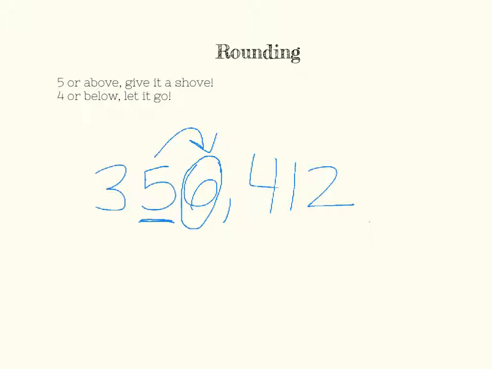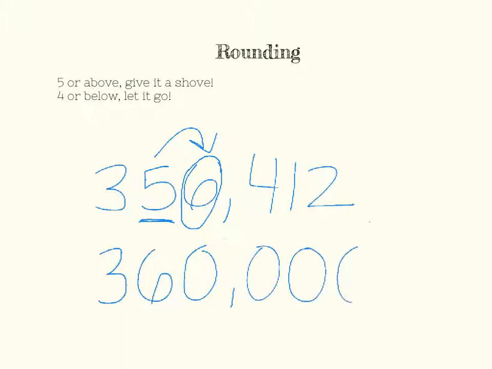That's 5 or above. So my 5 in the ten thousands place is going to change to a 6. Any digits before the place you're rounding to stay the same. So the 3 stays the same. The bossy neighbor and the rest of the digits change to zeros. 356,412 rounds to 360,000. And that is how we round numbers.